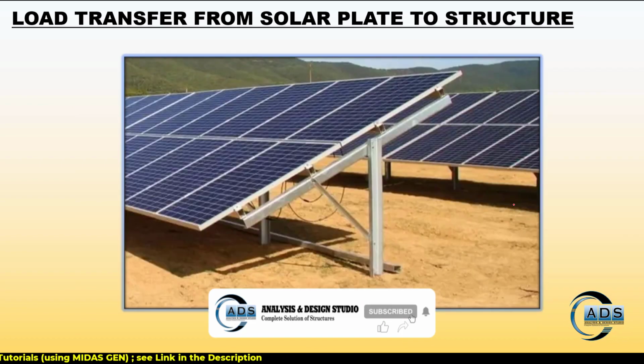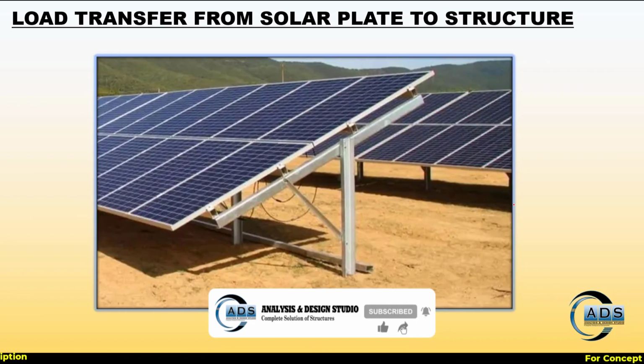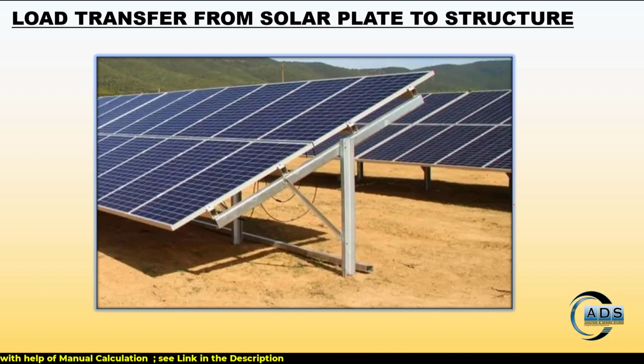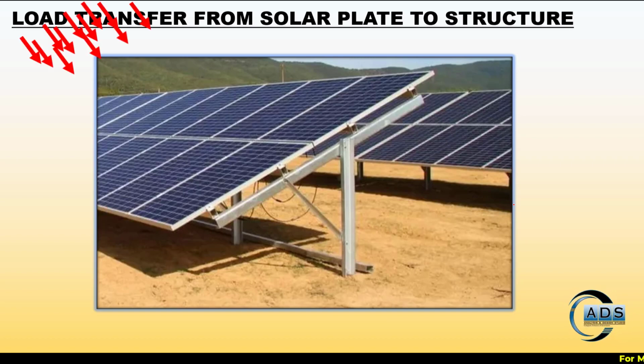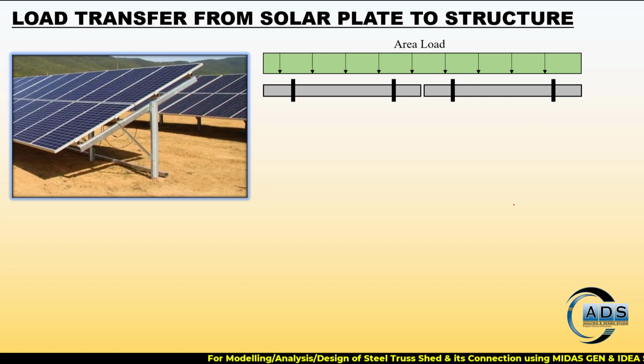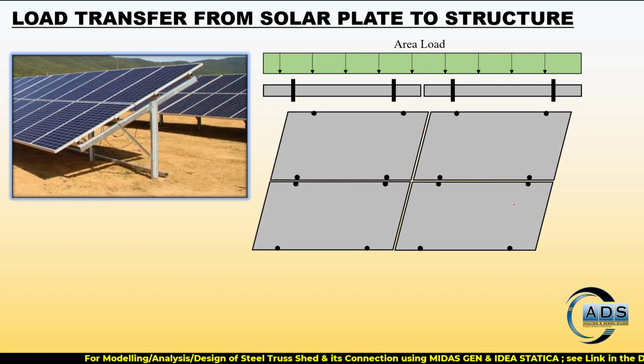Now the load transfer from solar panel to the structure. Since the solar panels are connected on the purlins via bolts, there are 4 holes utilized per panel. So the load transfer from the solar panel, either the dead weight or any other area loads, uniformly distributed loads, are transferred via point loads or joint loads. So these are the solar panels, and for example, this is the area load, this is the plan, and these are the holes marked.